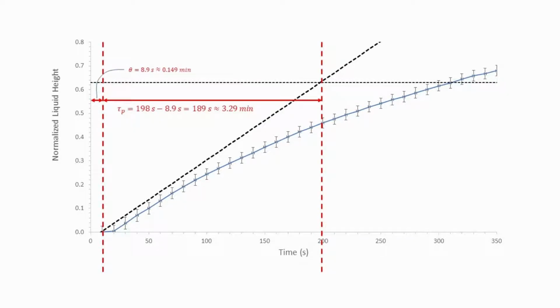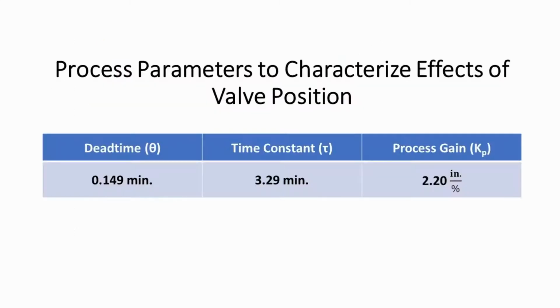The intersection of the tangent line with the initial steady state, or normalized height of 0, gives the dead time. The intersection of the tangent line and the 63% steady state line gives the time constant tau plus theta p on the x-axis. To find tau p, subtract theta p. Theta equals 8.9 seconds, which is about 0.149 minutes, and tau p equals 189 seconds, which is about 3.29 minutes.